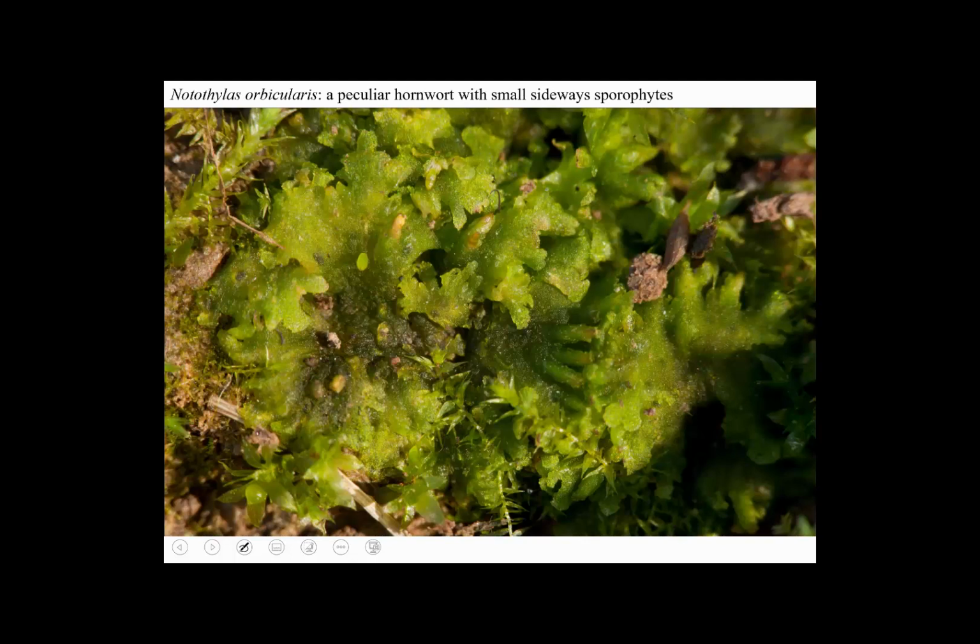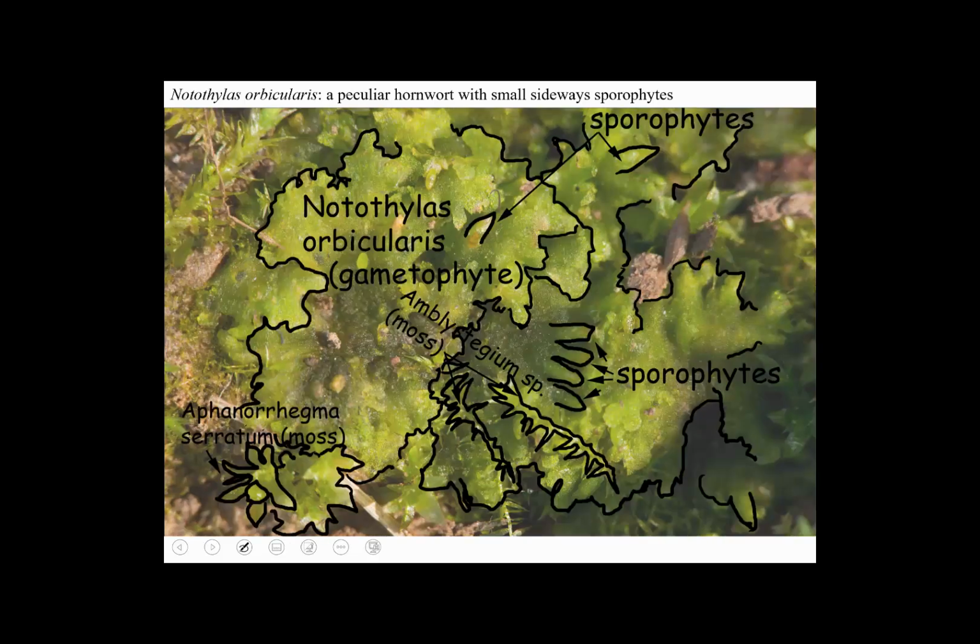There's another hornwort that grows in Ohio that doesn't look as much like a hornwort as you'd expect, because the sporophytes, instead of being upright, lie flat and are inconspicuous, and it looks even more like a liverwort. But this is it. This is called Notothylas orbicularis, and the sporophytes are here. Here's a labeled diagram showing the sporophytes laying flat, and here it is mixed in with some mosses.